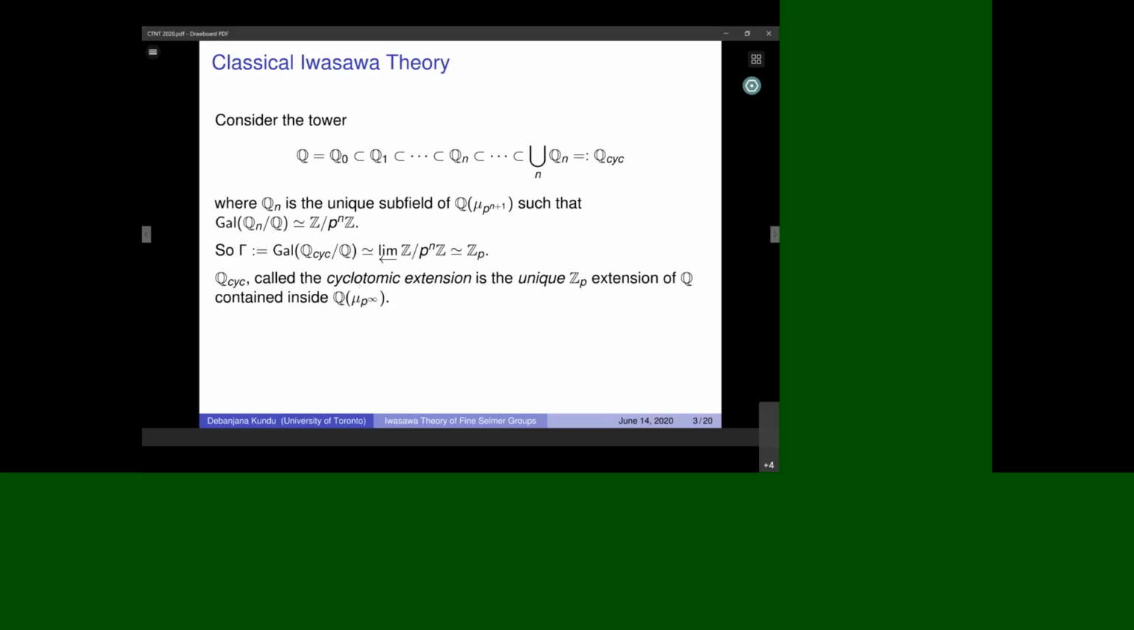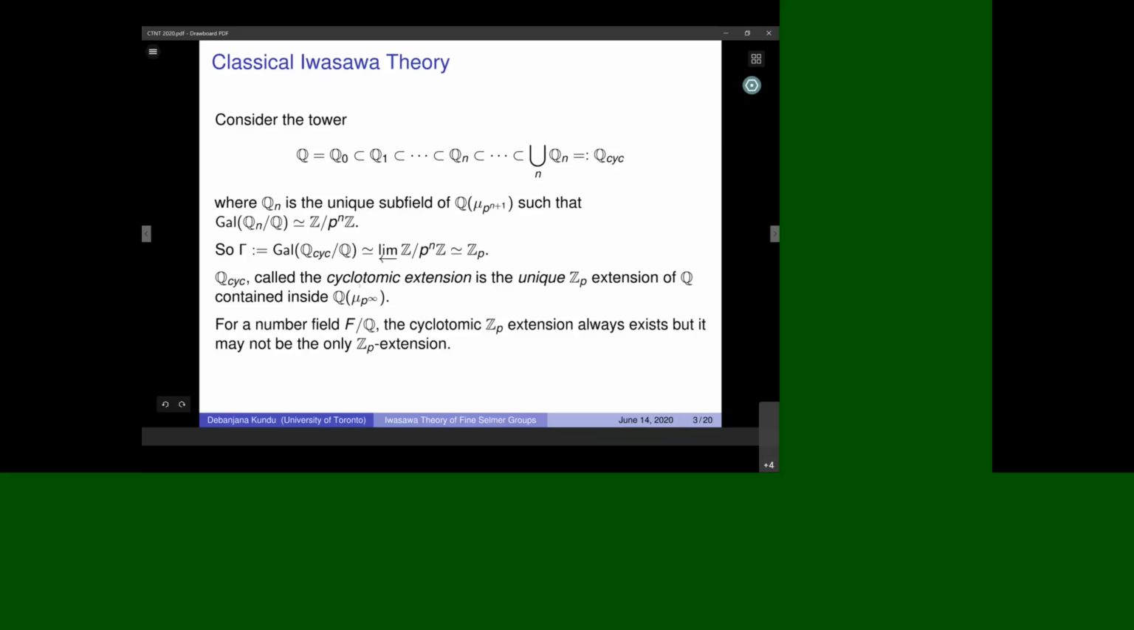The cyclotomic extension that I've just constructed for you is unique. In fact, for Q, this is the unique Z_p extension which is contained inside Q adjoined mu_p^infinity. Now, there was nothing very particular about Q. You can play the same game for any number field, and you will always be able to construct a cyclotomic Z_p extension the way I did. But it is not necessary that this Z_p extension is going to be the only Z_p extension. Later on in the talk, we will see other Z_p extensions.